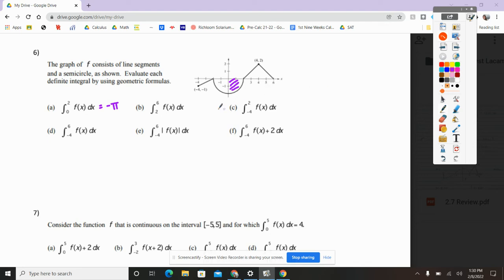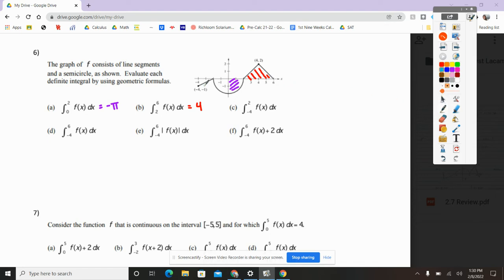For B, we're looking from 2 to 6, so that time it's just going to be this triangle. And I'm pretty sure we've already done this one too. It's just going to be 1/2 times 4 times 2. So 1/2 of 8 just equals 4. And that one is above the x-axis. That's why it's positive.